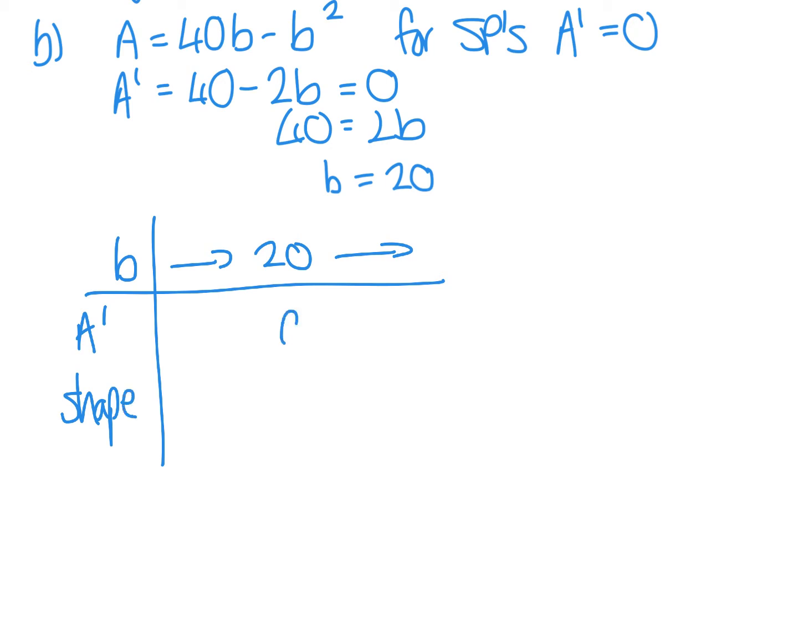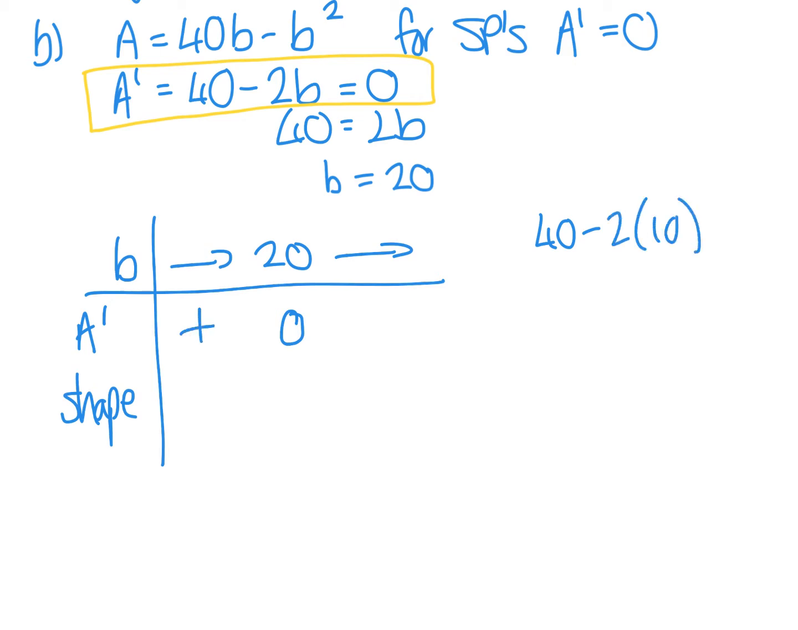So at 20, we know that gives us 0, our gradient is 0. So we're going to pick a number before 20 and sub it into our A dash, into this line here. A simple number to choose, you could choose 19, or why not go simple and just use 1, as long as it's lower than 20, or even 10 if you wanted. So lower than 20, let's do 10, that would be 40 take away 2 times 10, well that's 20, which is positive.